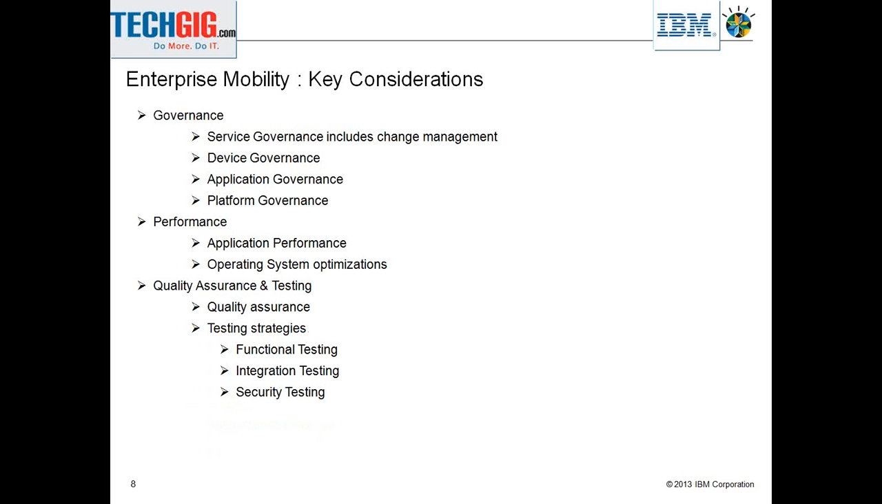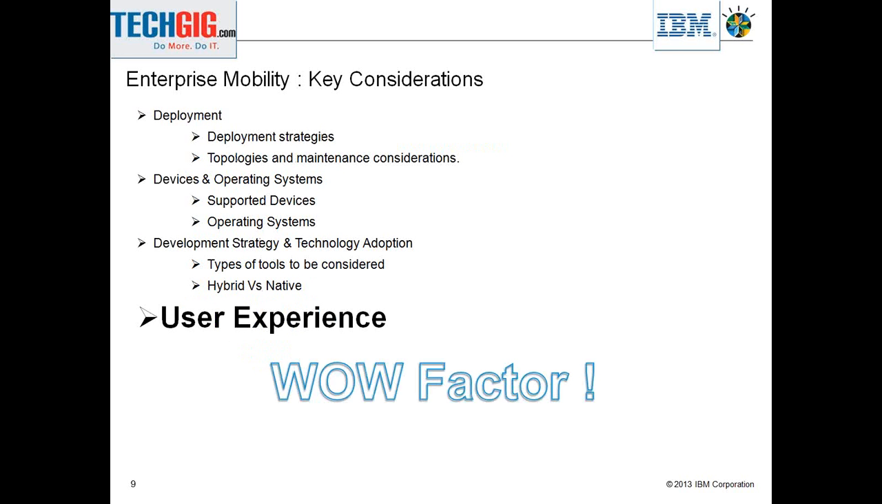Another key consideration is service governance, which includes change management, device governance, application governance, and platform governance. Then performance: application performance and operating system optimization. And quality assurance, which covers testing strategies: functional testing, integration testing, and security testing. Testing is one of the key challenges today for the mobile industry, and I will separately cover the testing strategies for mobile. Then the deployment strategies, the device and operating system strategies, and similarly the development strategy and technology adoption.